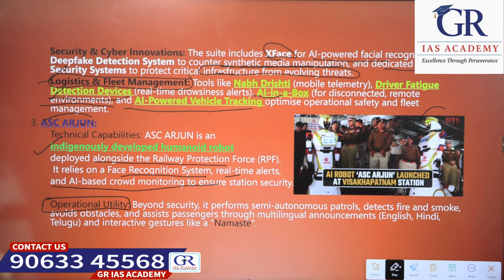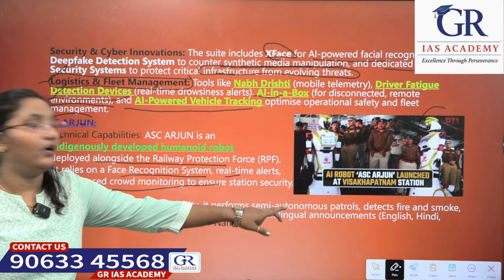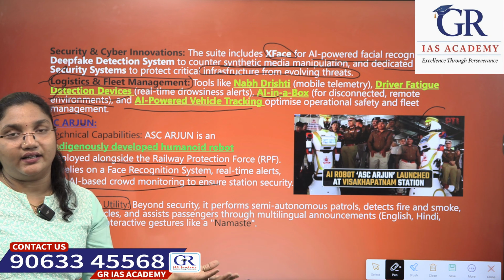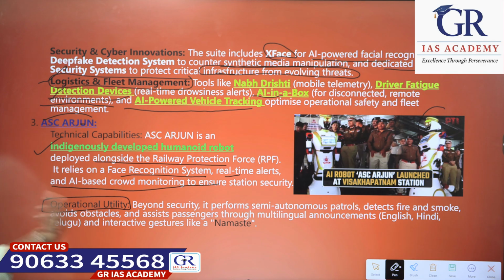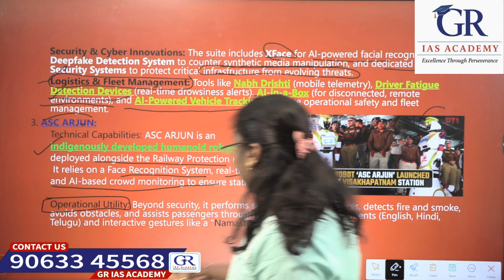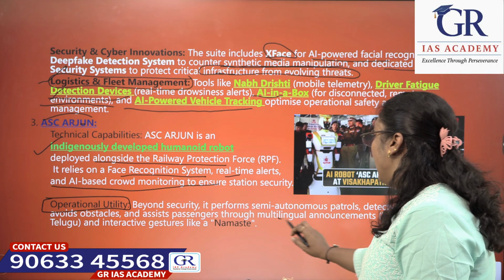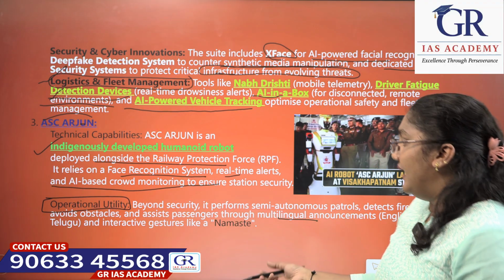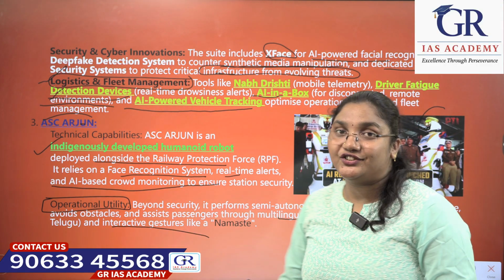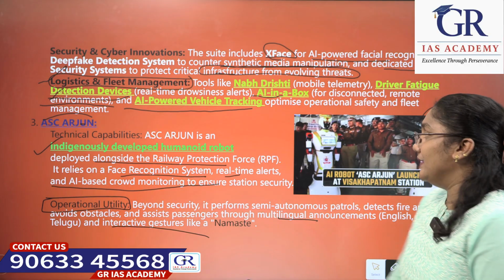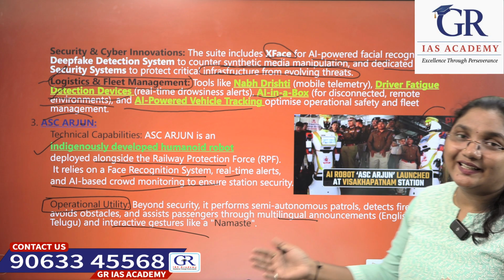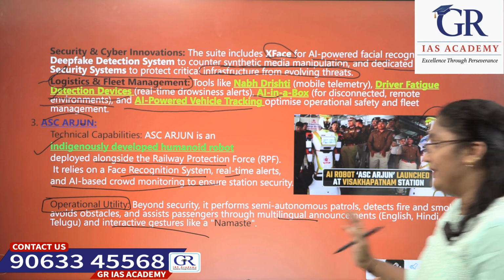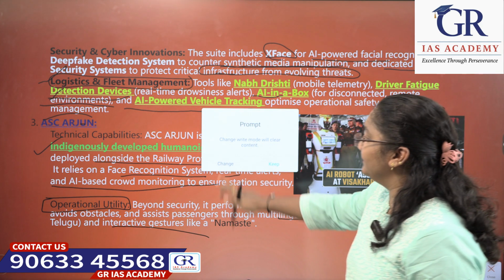Okay, next, what is the operational utility of it? Beyond security, it performs semi-autonomous patrols which detect fire and smoke, avoid obstacles, and assist passengers through multilingual announcements in English, Hindi and Telugu, and it gives interaction gestures like Namaste also. Okay, this is a cute initiative brought up by the government of India in the railways at Visakhapatnam railway station. Okay, ASC Arjun.